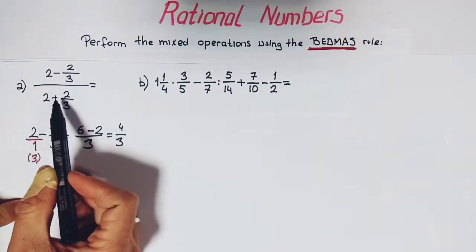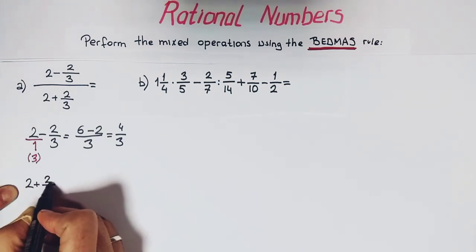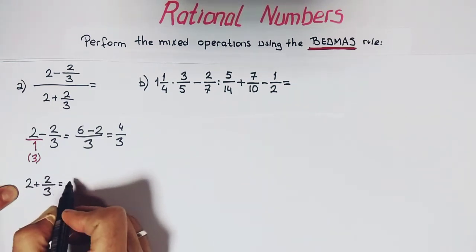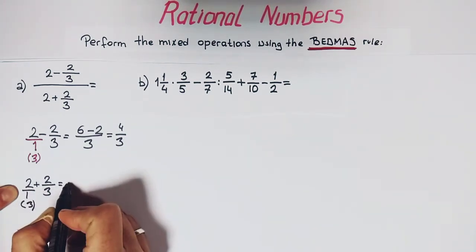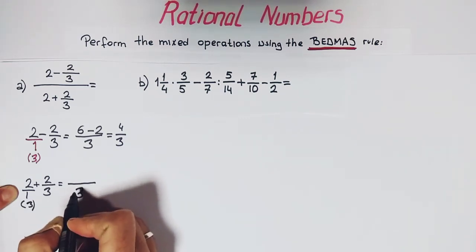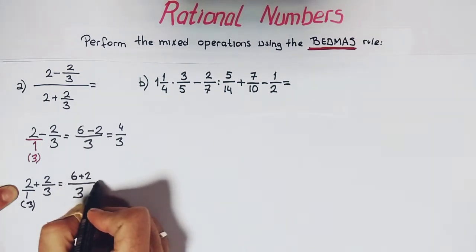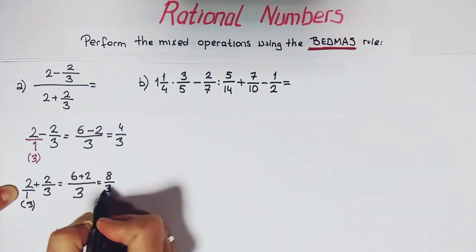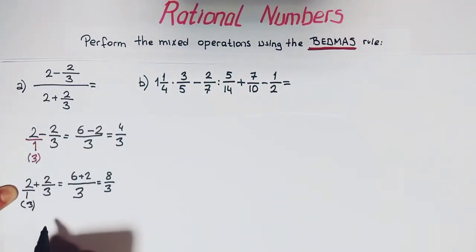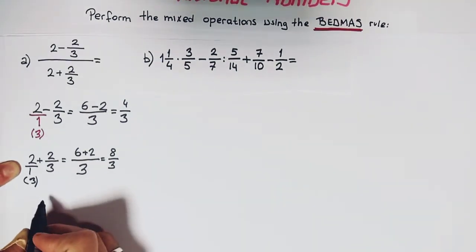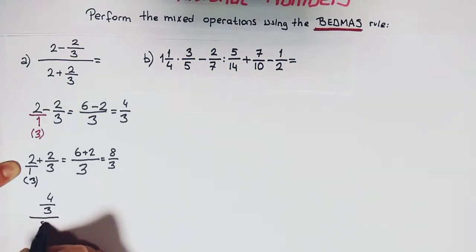What about 2 plus 2 over 3? So we perform the same steps. In 2 plus 2 over 3, we have 1, we multiply by 3 to get an equal denominator. The equal denominator is 3, so 3 times 2 is 6, 6 plus 2, which is 8 over 3. So this question now I can write in this form with 4 over 3 and 8 over 3.